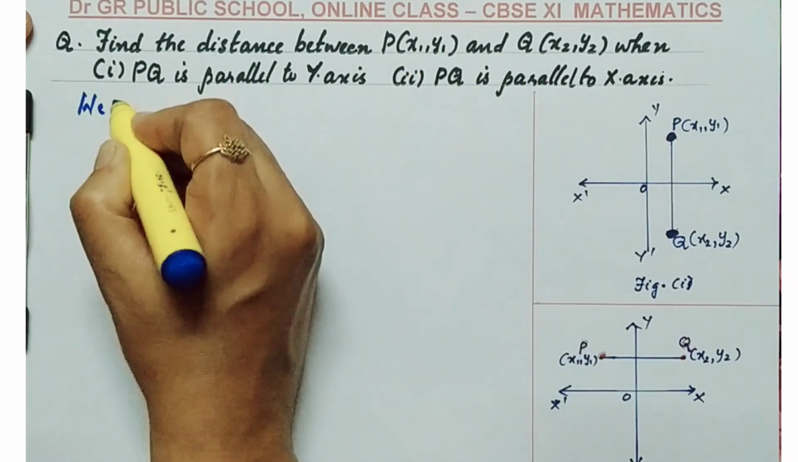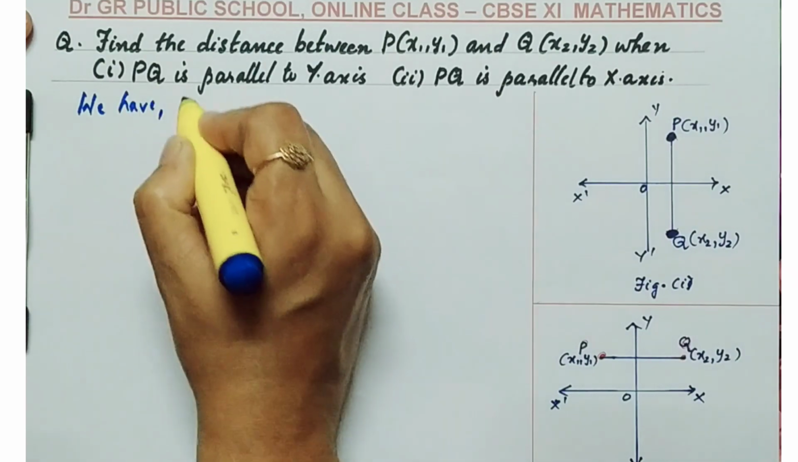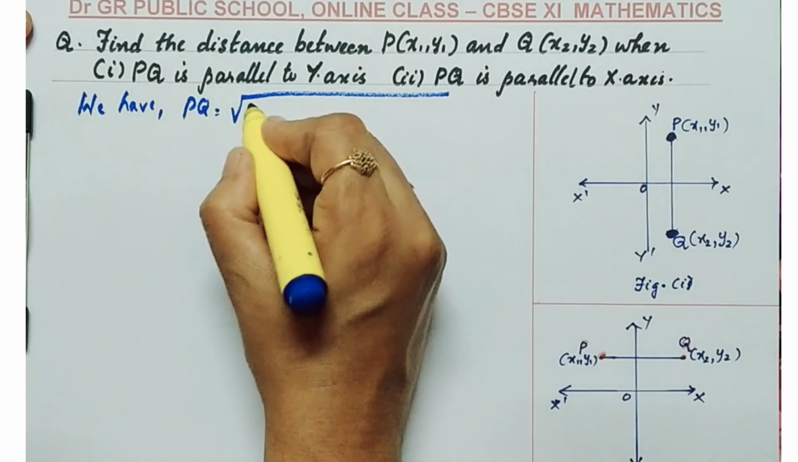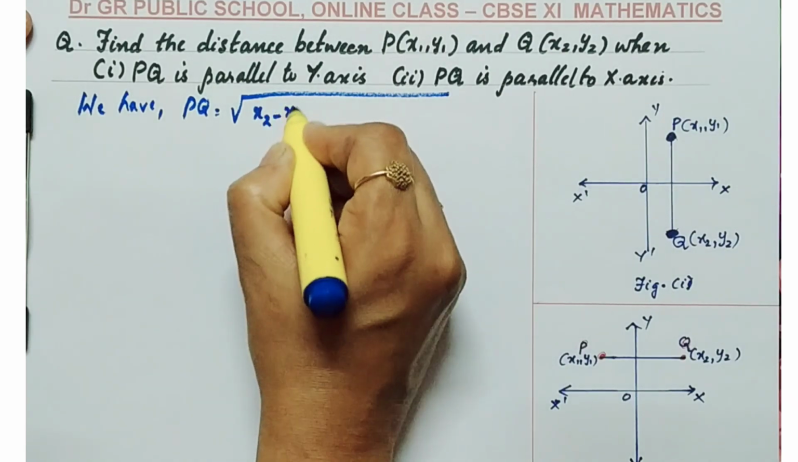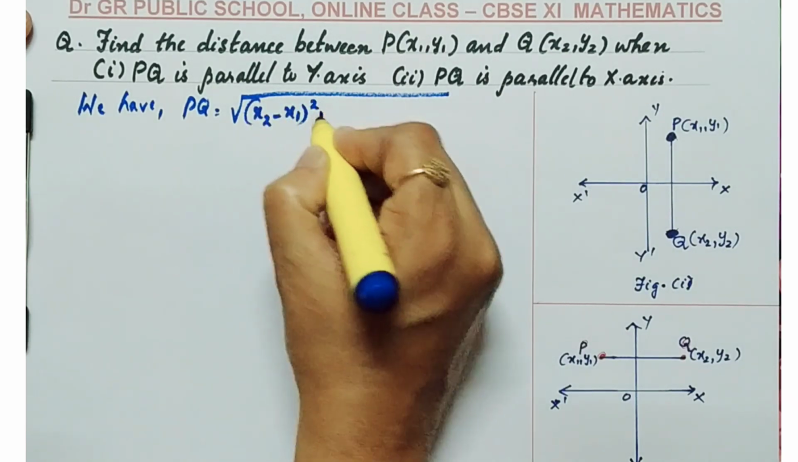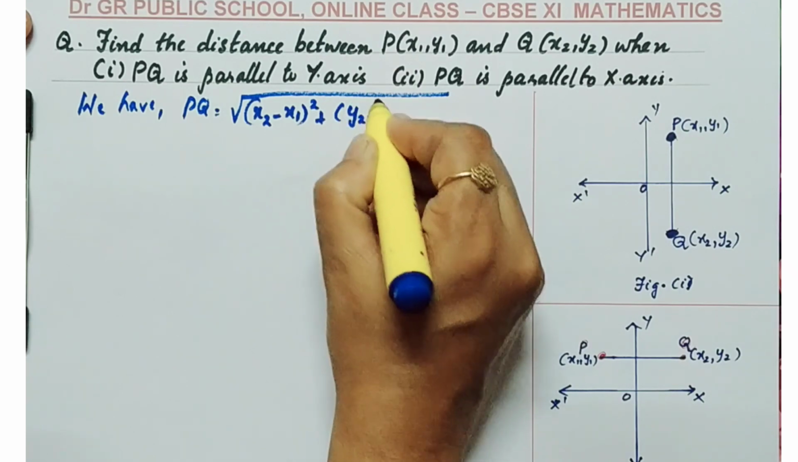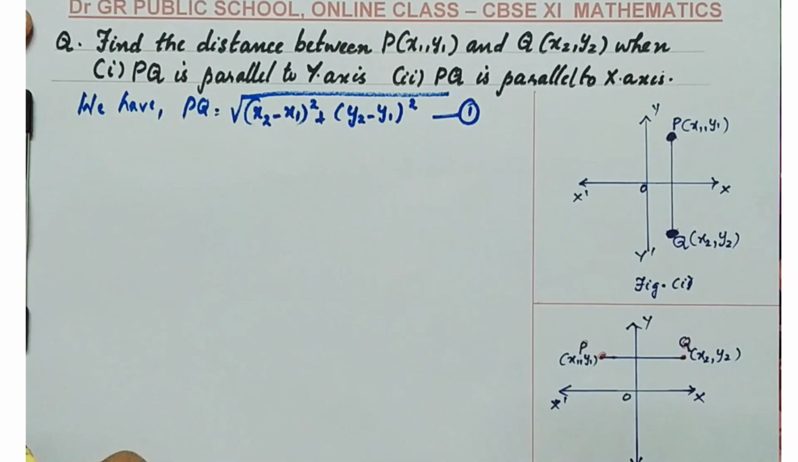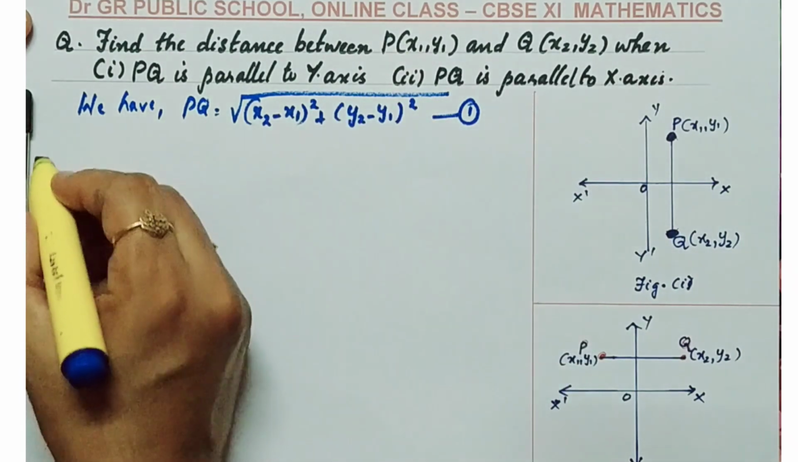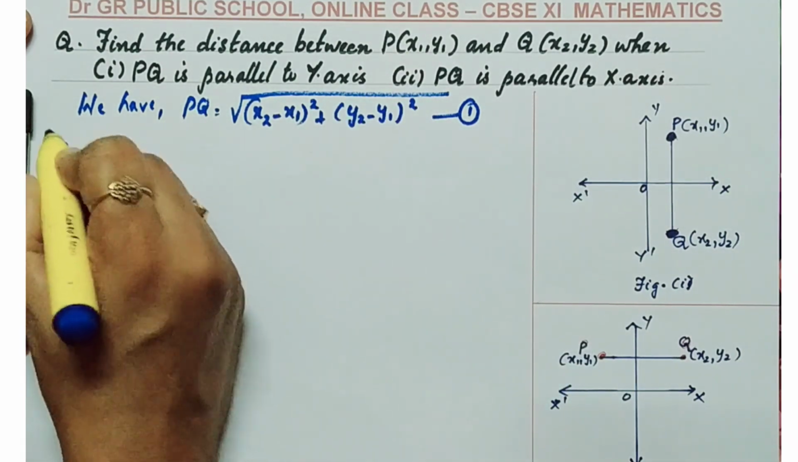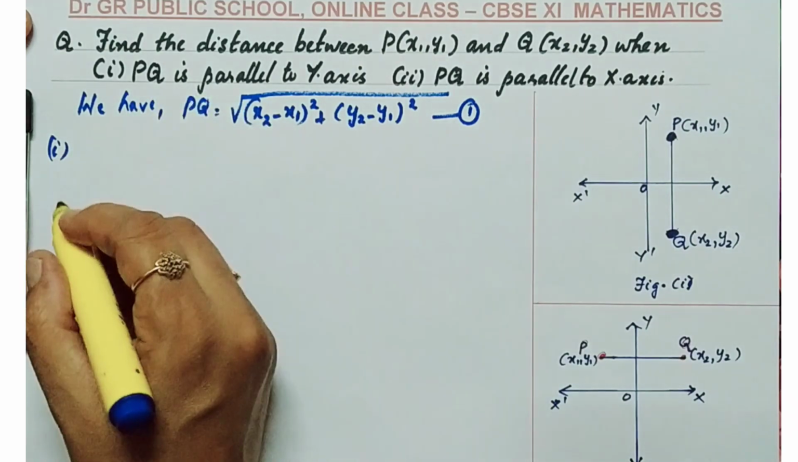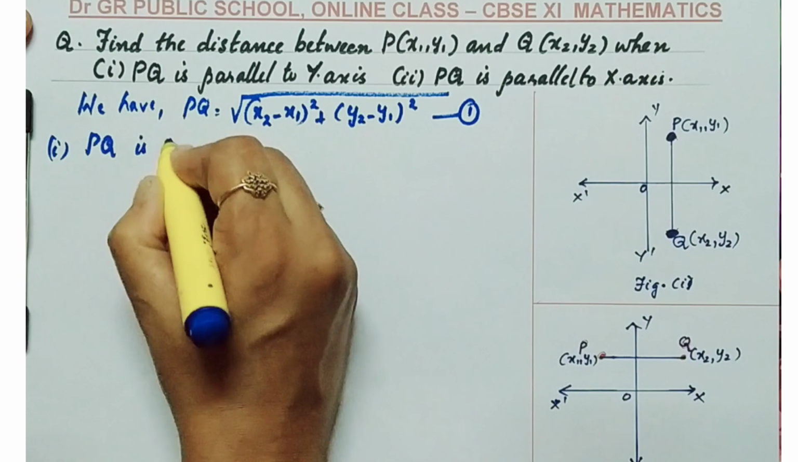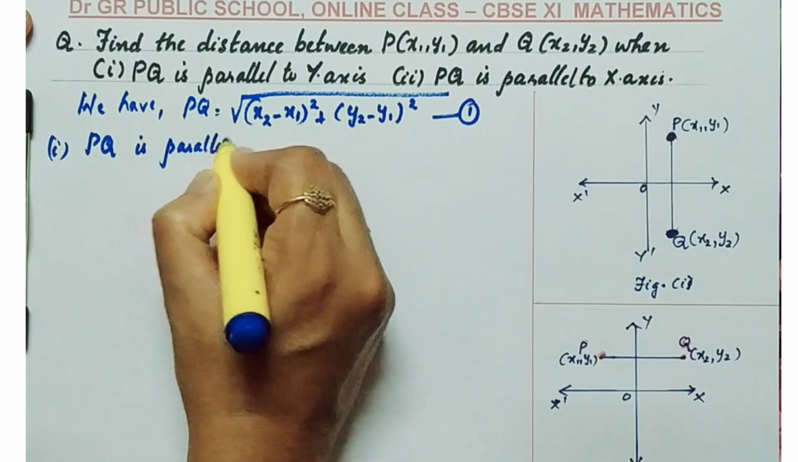We have the distance PQ equals root of (x2 minus x1) the whole square, the distance formula, plus (y2 minus y1) the whole square. Take this as equation number 1. Consider case 1, in which what is given is that the line PQ is parallel to the y-axis.